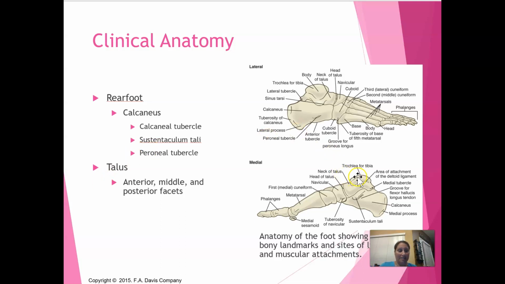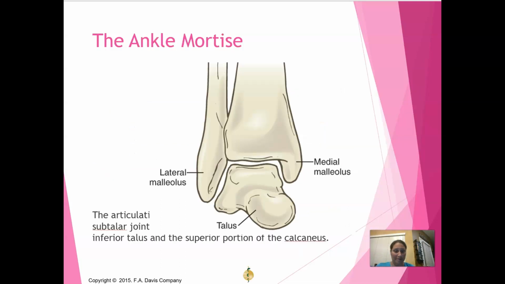And then the talus, which helps us navigate the ankle mortise. Okay, we have the talus. The calcaneus would be distally. The tibia, which is your shin bone or your weight-bearing bone, and then you have your fibula on the lateral aspect.